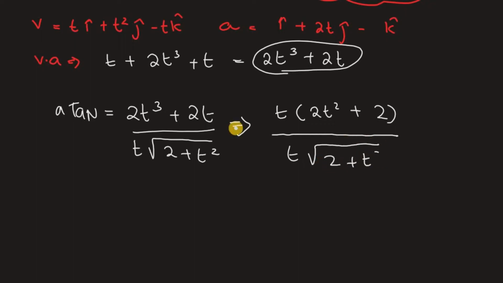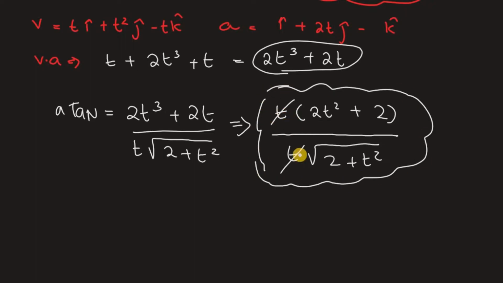So now you guys can see why I factored out the t, in order to be able to cancel it out with this t. Okay, so now that we cancel the t with this, this is our final answer for a tangential without the t.